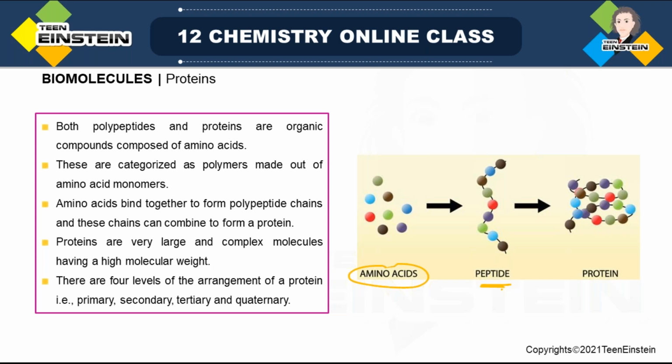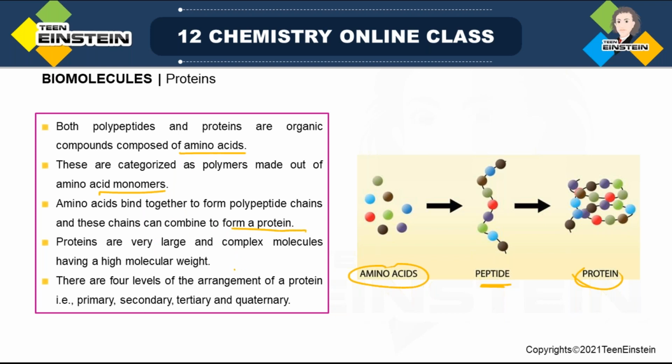But when this peptide is containing a very high number of amino acids, now it will be protein. So both polypeptides and proteins are organic compounds that are composed of amino acids. If you are considering peptide and protein as polymers, then the monomer unit is amino acid. So these are the polymers which are made out of amino acid acting as monomer. So amino acids bind together to form polypeptide chains, and when these chains are very long, they can combine to form a protein.